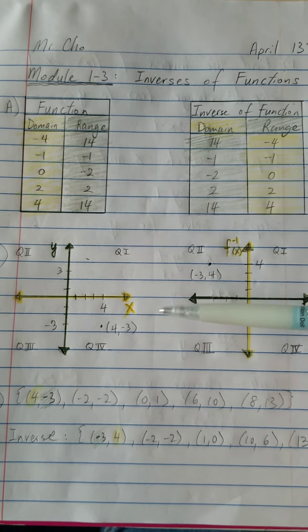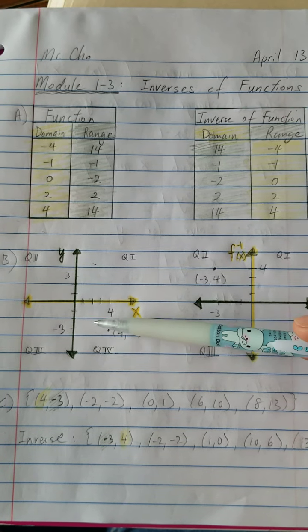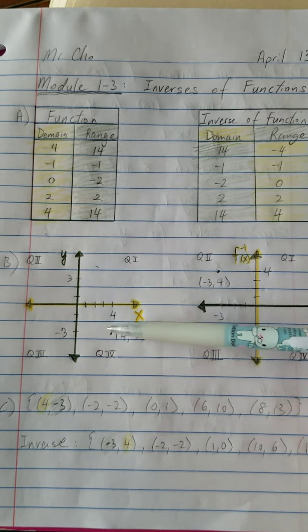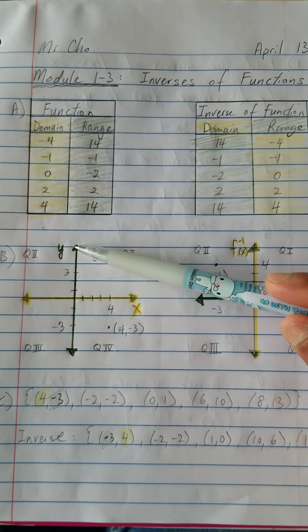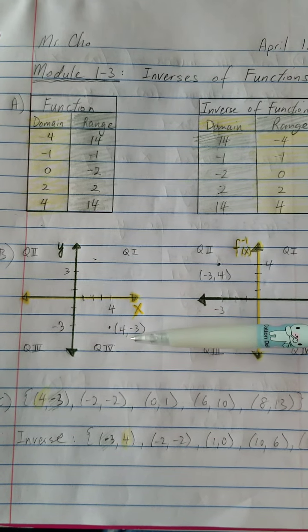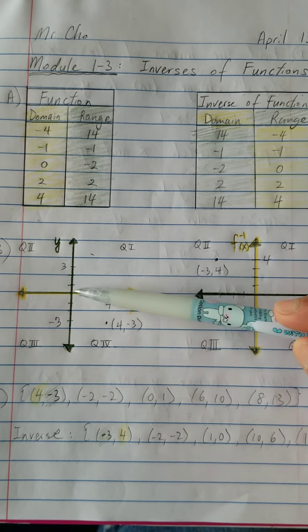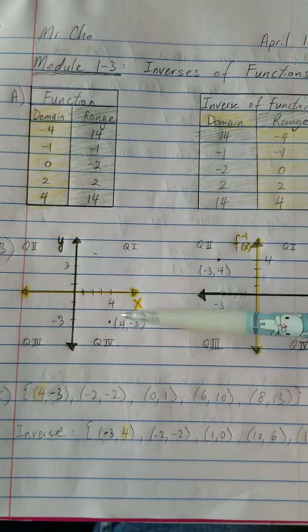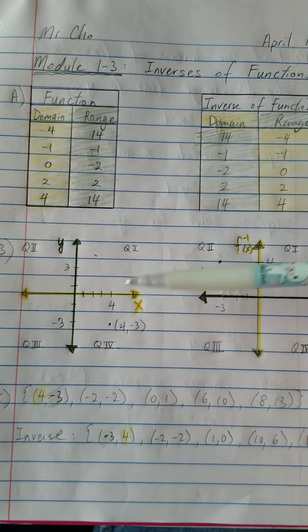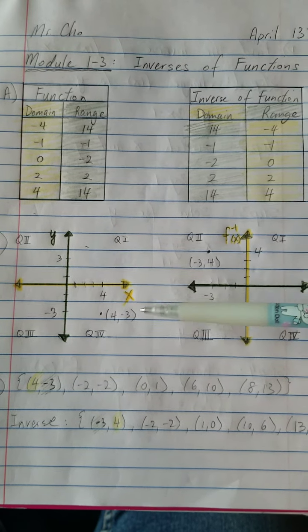Now, how does this look in graph form? So, for example, your function would have the x-axis and the y-axis like this. If you choose a point on it, let's say 4 on x and -3 on y. If you choose this point, where would the inverse of this point be? It should be -3, 4.